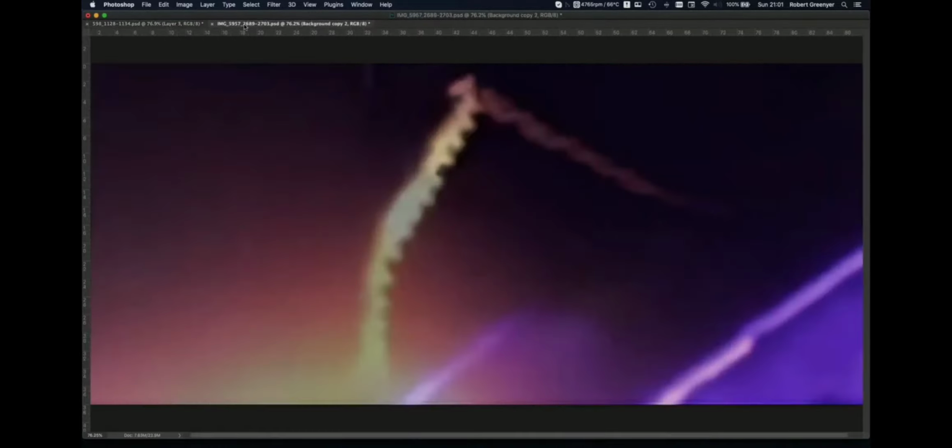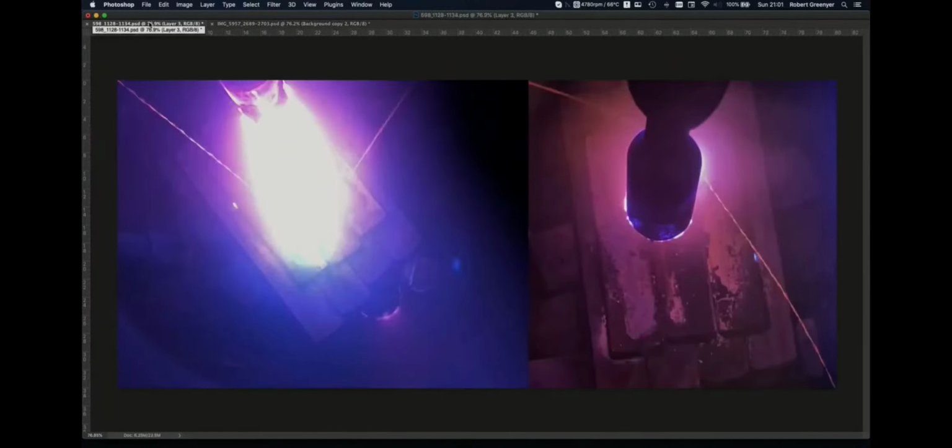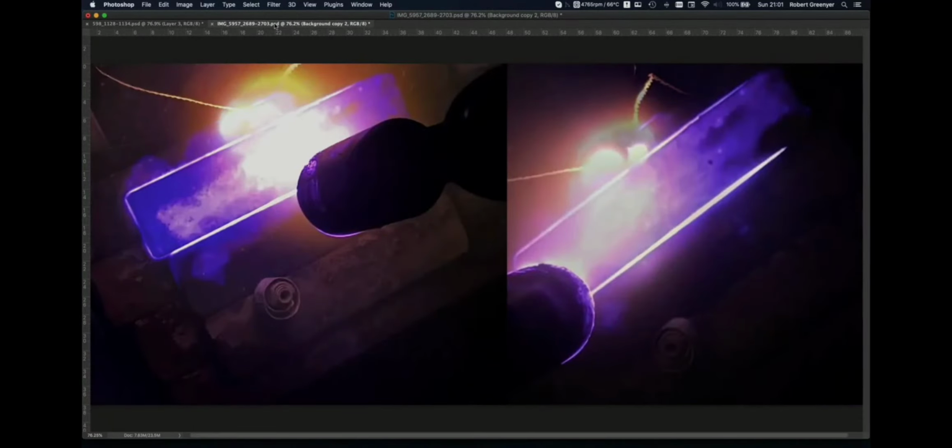So, to summarize, yes, more cameras is better, and thinking about the location of those cameras can make a big difference. So here's a number of tracks where we've got multiple cameras. Now, I don't really know where I want to take this.